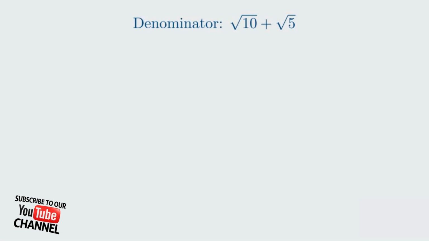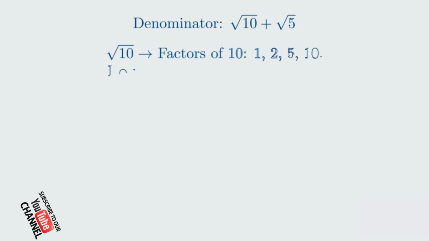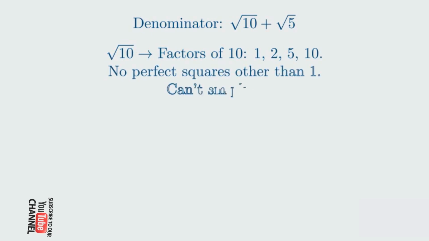Next, let's simplify the terms in the denominator. The denominator is the square root of 10 plus the square root of 5. Can we simplify the square root of 10? The number 10 is not a perfect square, but it has a factor that is. The factors of 10 are 1, 2, 5, and 10. The only perfect square among these is 1. We can write 10 as 2 times 5. Since neither 2 nor 5 are perfect squares, the square root of 10 cannot be simplified any further. It remains the square root of 10.